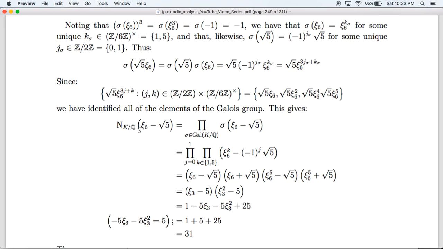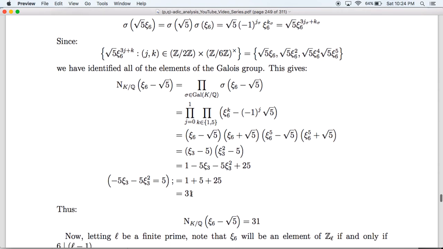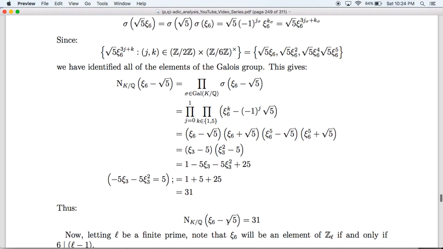Since this is a Galois extension, the field norm is going to be the product of all of its Galois conjugates. So the automorphism is going to send c6 to c6 to the k, where k ranges in 1 to 5, and it's going to send the square root of 5 to negative 1 to the j times the square root of 5, where j ranges from 0 to 1. Multiplying these all out, we get this. Doing the arithmetic, we get 31. So this is the field norm of our c6 minus root 5.